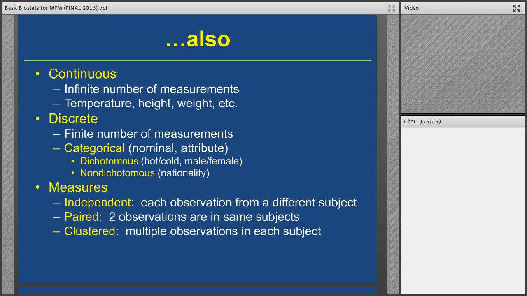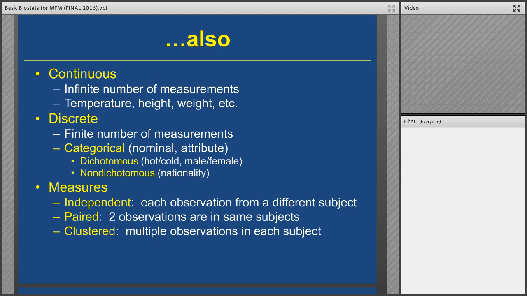And now these data can also be described a little bit further, particularly ratio data. Continuous ratio data is data with infinite numbers of measurements, like temperature, height, weight. Or you can have discrete numbers. There's a finite number of measurements. So you can have that with nominal or numeric data. You can have 1, 2, 3, 4 through 10, and it doesn't have to be continuous data for it to be interval data.